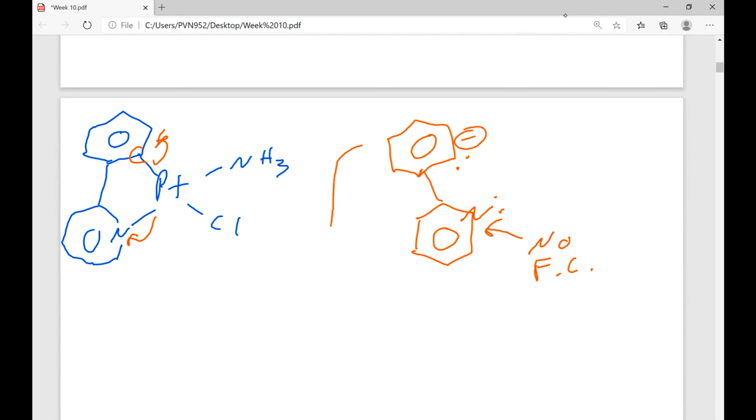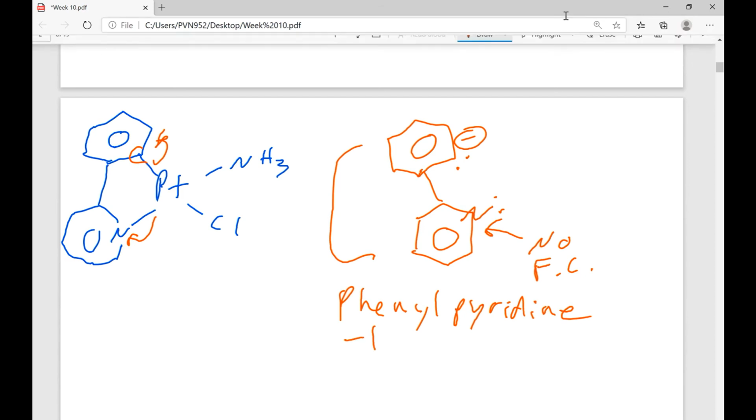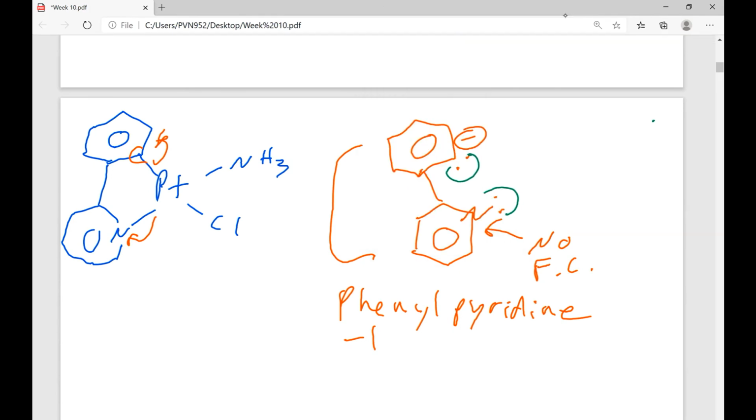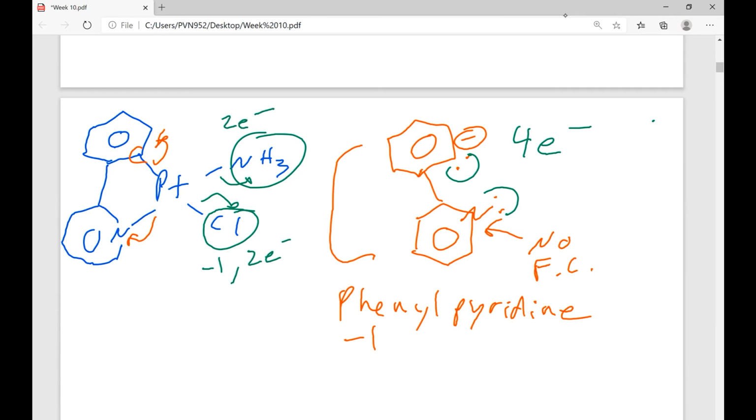So this ligand is called phenylpyridine, and it is an anionic, so it has a -1 charge, and it is a 4 electron donor. So it's an anionic 4 electron donor. It's next to this NH3 ligand and this chloride ligand. The chloride is an anionic 2 electron donor. The NH3 is a neutral 2 electron donor.